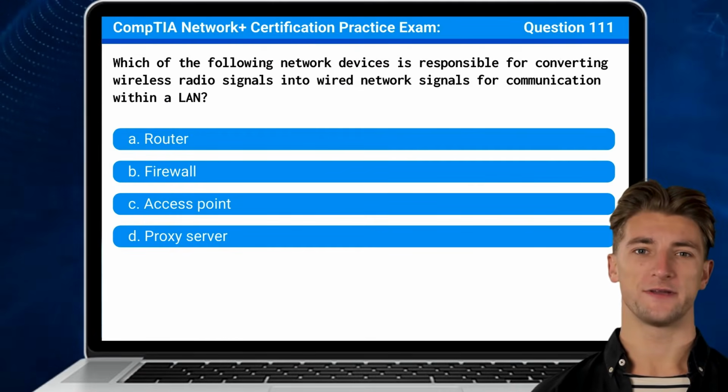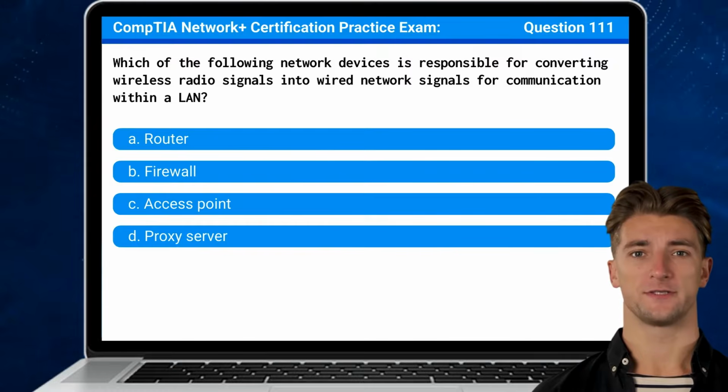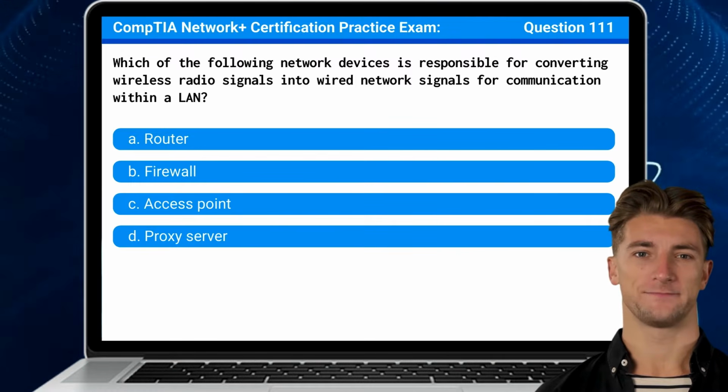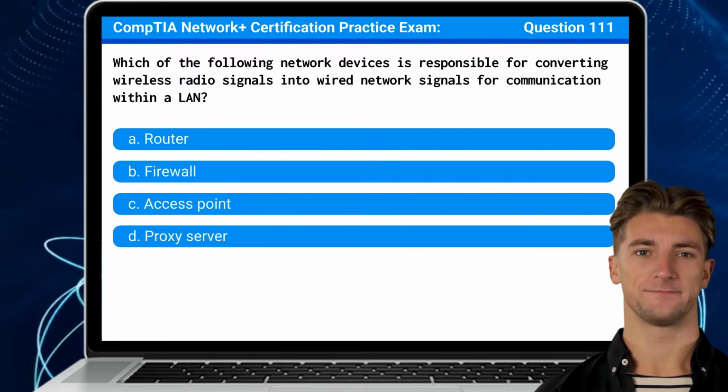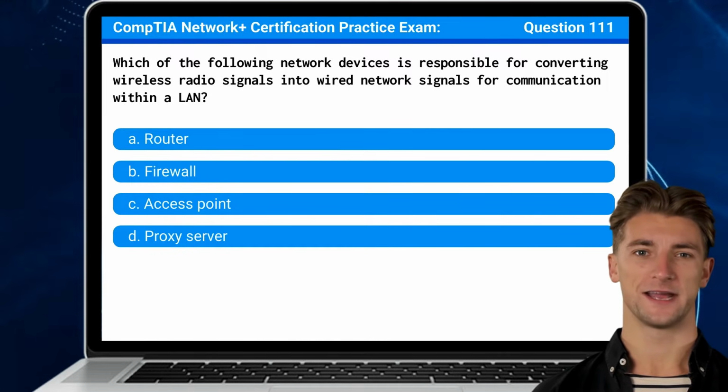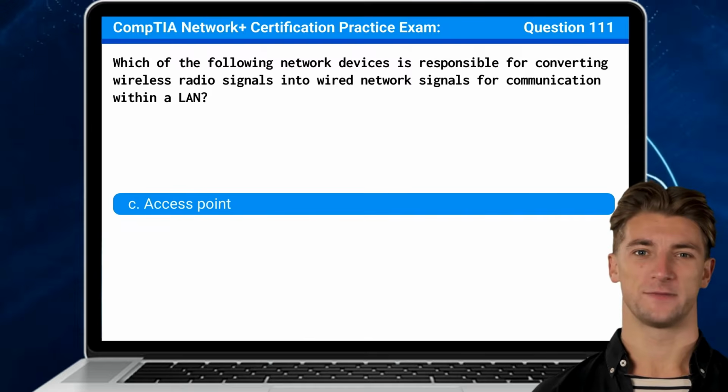Question 111. Which of the following network devices is responsible for converting wireless radio signals into wired network signals for communication within a LAN? The answer is C. Access point.